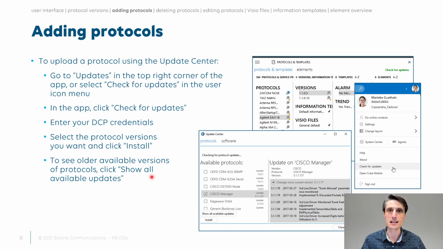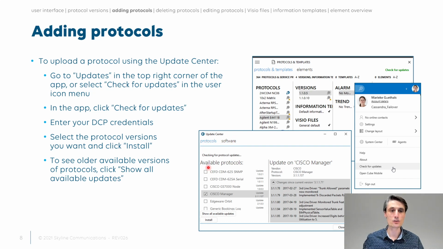There's a second way to actually get a newer version of a driver. It doesn't necessarily need to go through the manual upload process. You can actually see here in the upper right-hand side, you have a check for updates in the UI, or you can go and click on your username in the blue header bar and go for check for updates. This will bring you to the update window you see here. There are two tab pages. You can check for protocol updates and software updates.